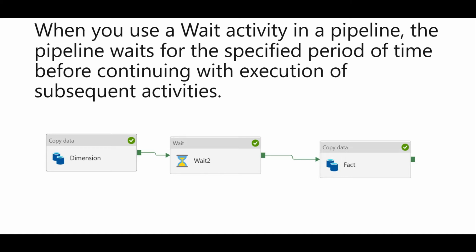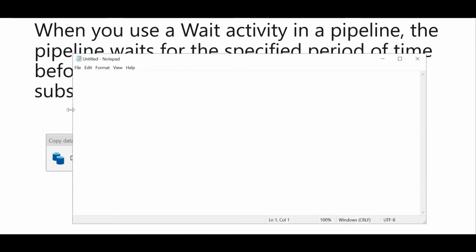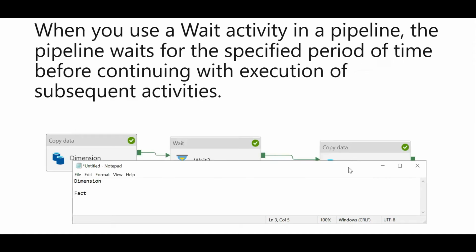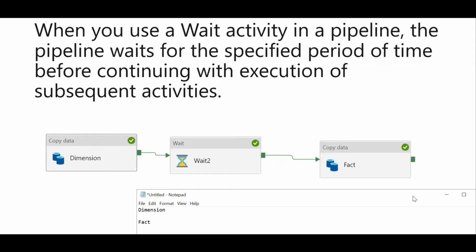Now let me tell you the scenario. Generally in data warehousing, first our dimension table loads. After that, the fact table gets loaded. Sometimes, whenever we get dimension data, there is a specific duration provided by the concerned team. Once they provide the dimension data, after some time they will provide the fact data. So this would be the scenario.